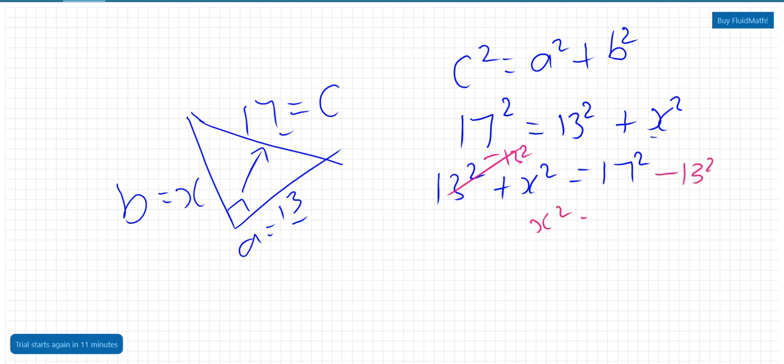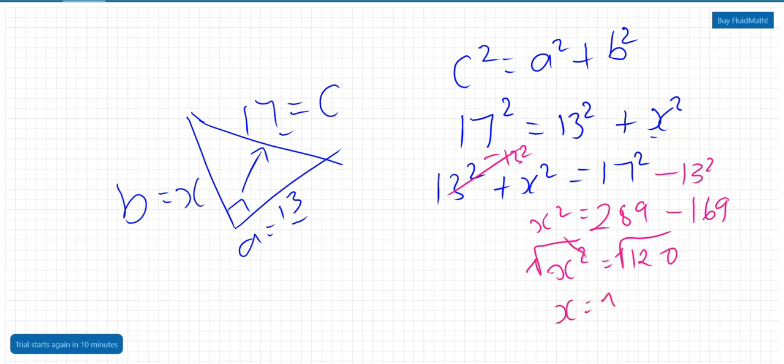So X squared is equal to, and I can also evaluate these numbers. So 17 squared is 289 and 13 squared is 169. And then subtract these, so 289 take away 169 leaves me with 120. So X squared is equal to 120. And the last step is to, of course, square root it, so it cancels out. So X is equal to the square root of 120.